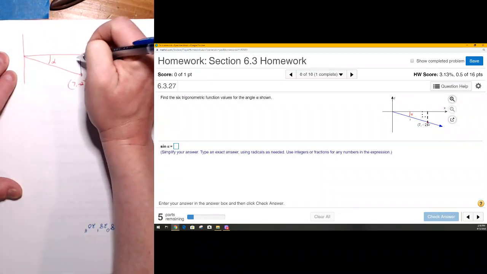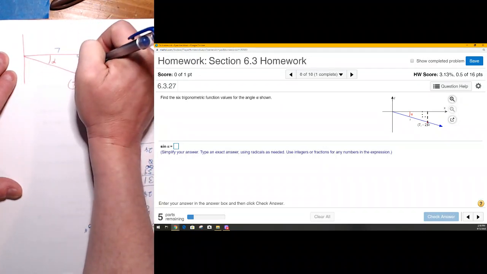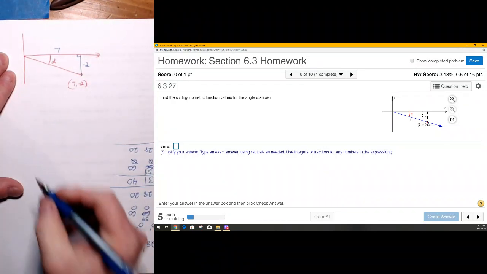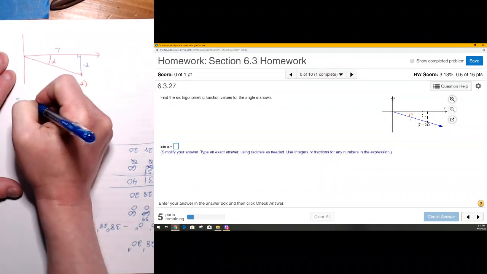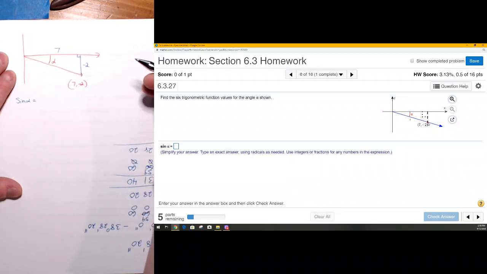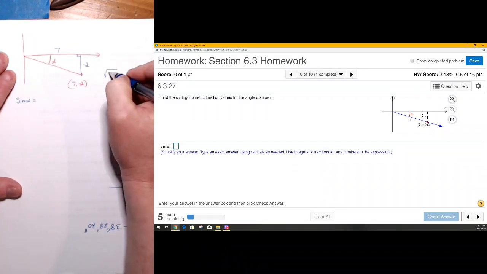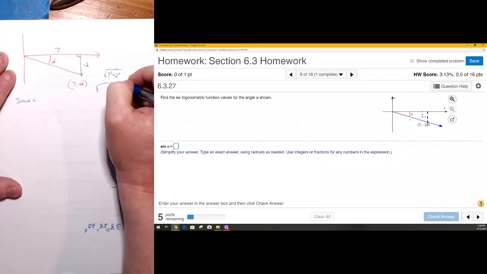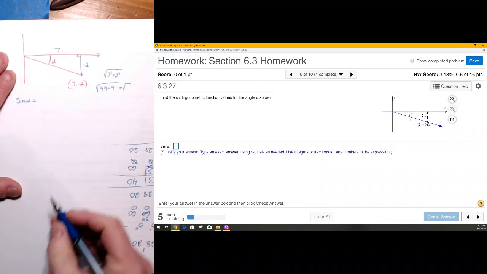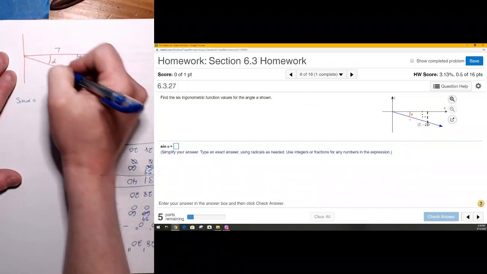So I'm going to draw a right triangle. This is a length of 7 here. We'll call this -2 over here. We can figure out sine of alpha is equal to the opposite over the hypotenuse. So now we've got to figure out what the hypotenuse is. That's going to be the square root of 7 squared plus 2 squared, so the square root of 49 plus 4, which is equal to the square root of 53. And that's going to be the length of our radius.